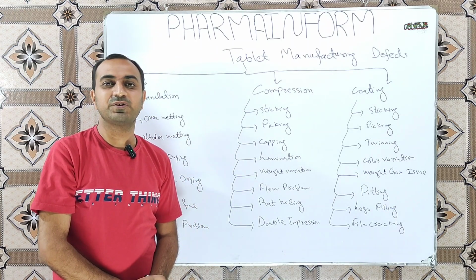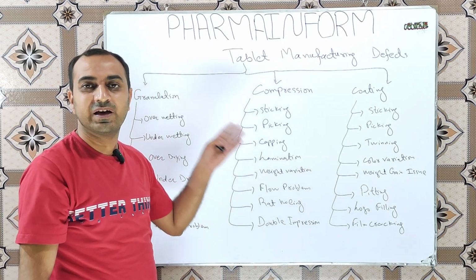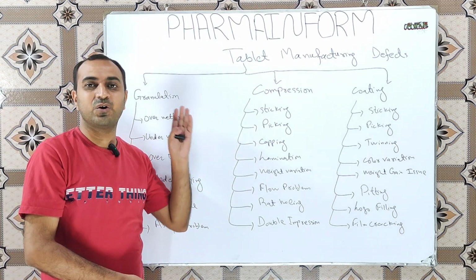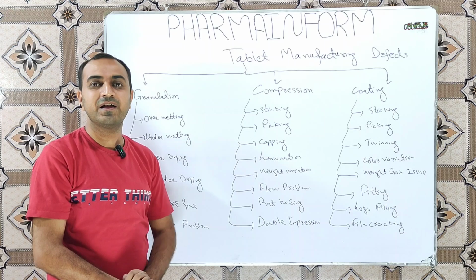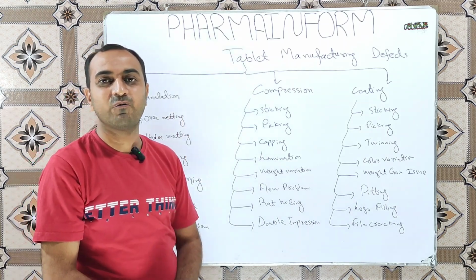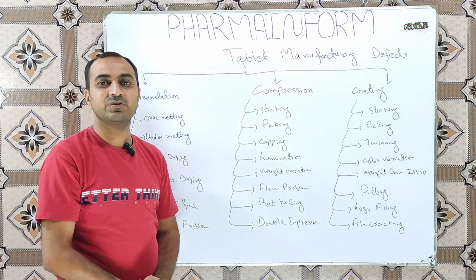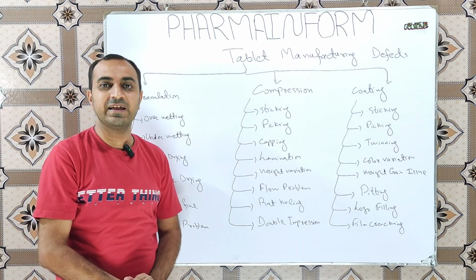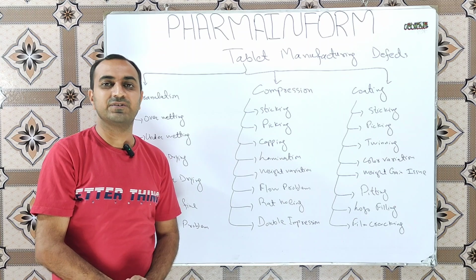During granulation, the first defect which we may observe is the overwetting, and second one is the underwetting, third one is the overdrying, then underdrying, more fine and assay problem. So what is the overwetting? Overwetting is the condition which is observed during the stage of the kneading. If you do not know about the kneading, the link of video is provided in the description.